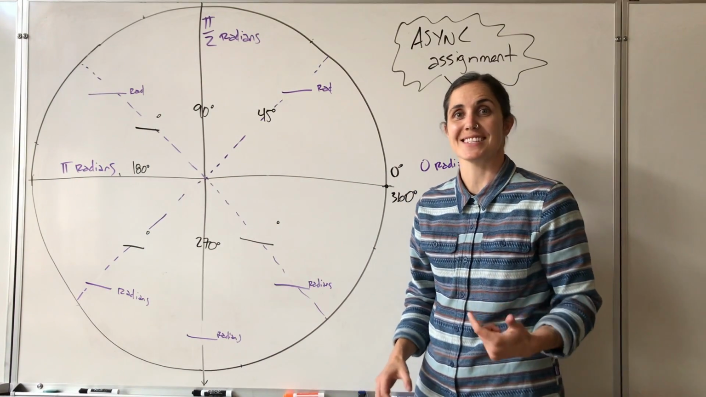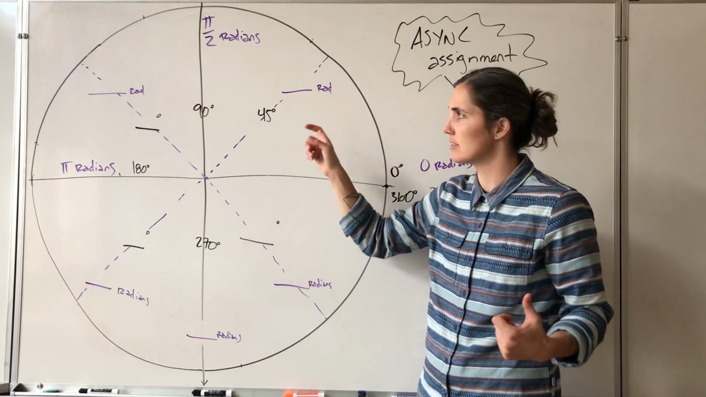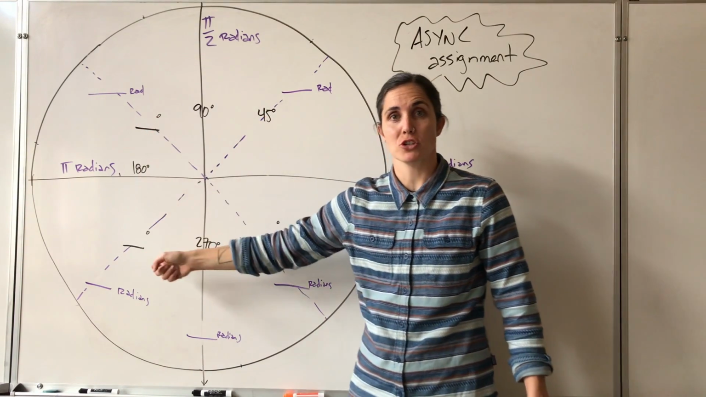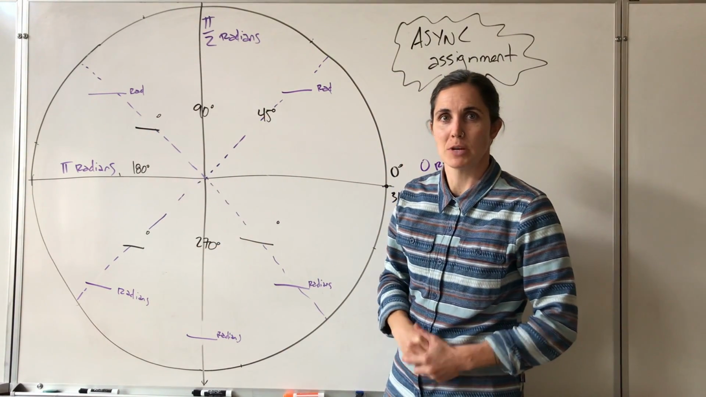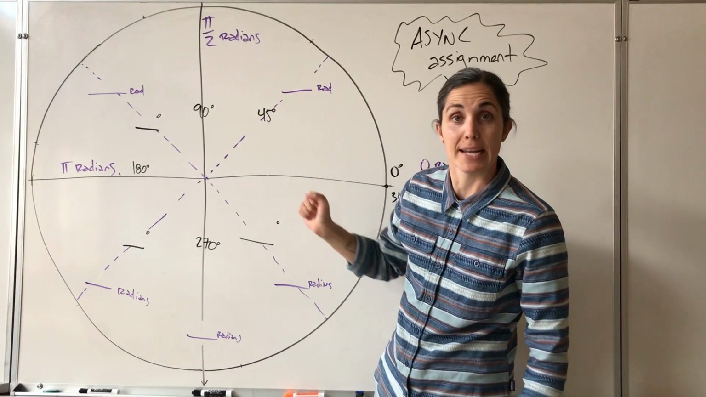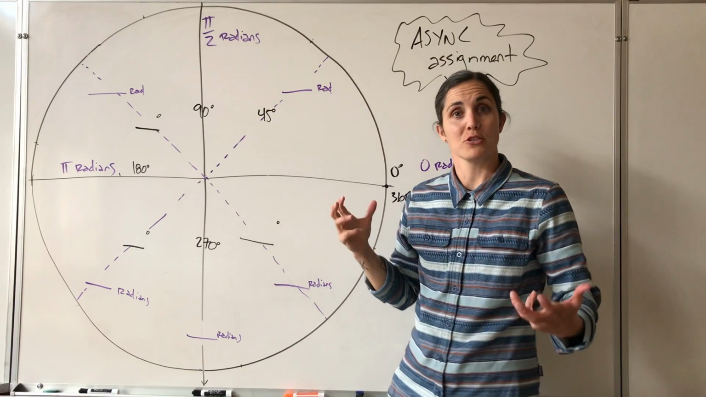Here is your task. Based on this definition of radians, I want you to fill out the radian and degree measures for each of these purple lines. To be clear, those purple lines are cutting my quadrants in half. Pretty simple, I hope. Pretty straightforward.